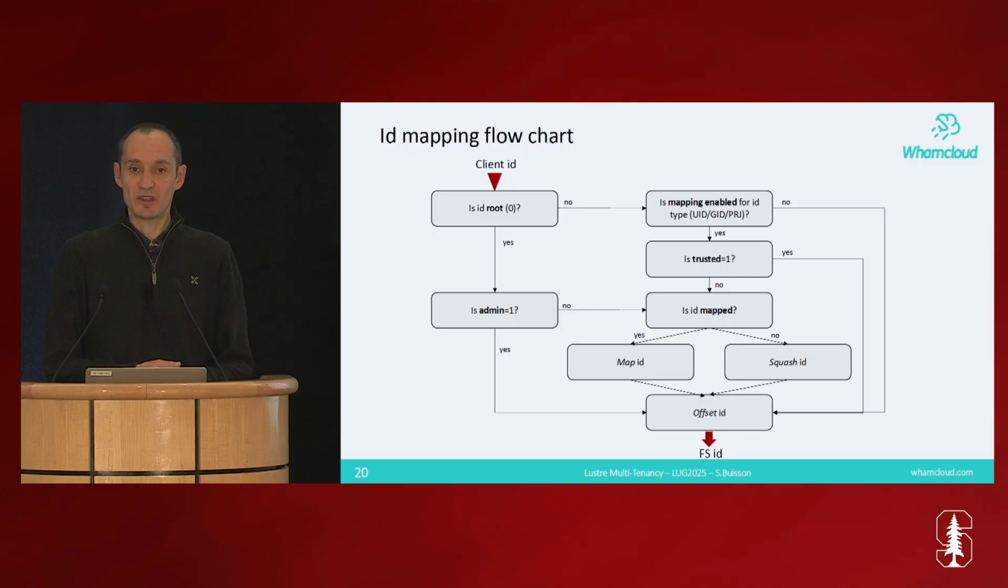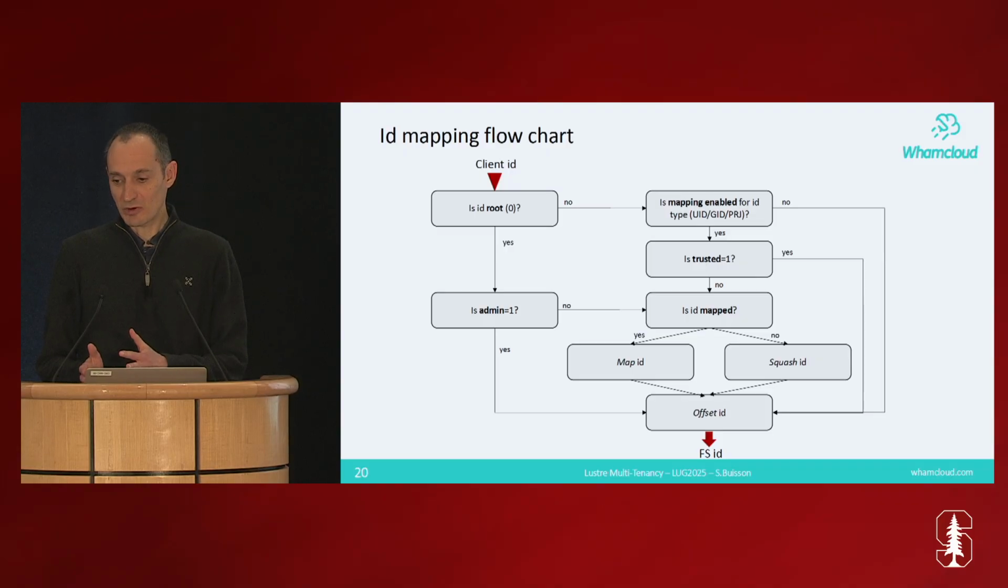If mapping is enabled, then we have a look at the trusted property. If it's 1, then we just offset and exit. If it's not, then we have a look and see if there are explicit mappings that are defined. If there is one, we map. If there is no explicit mapping, then we squash. And we end up, once again, offsetting this ID.